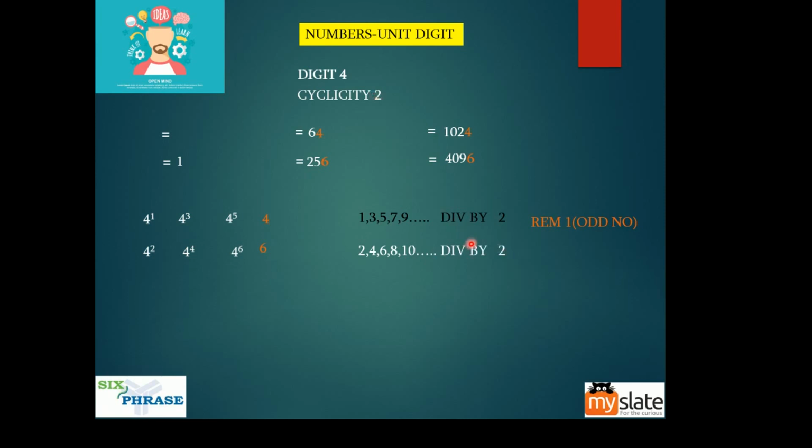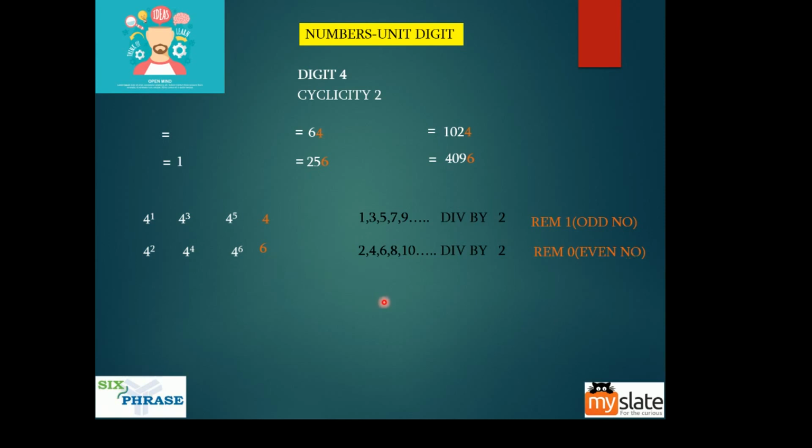Previously it was 4, now it is 2. Now divided by 2, you get a remainder of 0. When the remainder is 0, we also call these numbers even numbers, and 6 is the unit digit. So for odd powers of 4, we get 4 as the unit digit. For even powers of 4, we get 6 as the unit digit. So you just have to look at the power and see if it is odd or even.